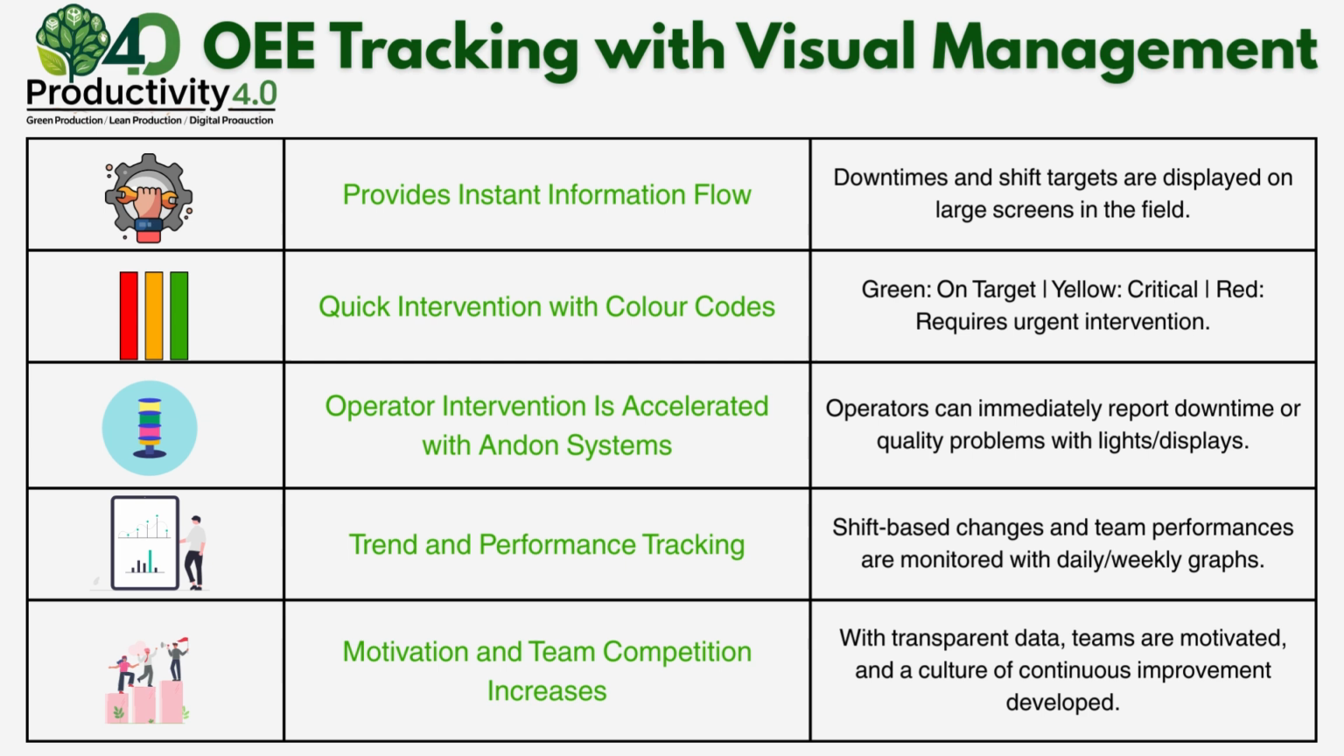Transparent data usage plays an important role in improving the motivation of teams and fostering a culture of continuous improvement. With daily and weekly graphs, shift-based changes and team performances can be tracked, which enables important support in teams reaching their goals. Operators help speed up the process by quickly reporting downtime or quality problems. Using color codes is very useful in this process. Green indicates that the target has been achieved, yellow indicates a critical level, and red indicates a situation that requires immediate intervention. These visual indicators enable teams to quickly recognize problems and take action.